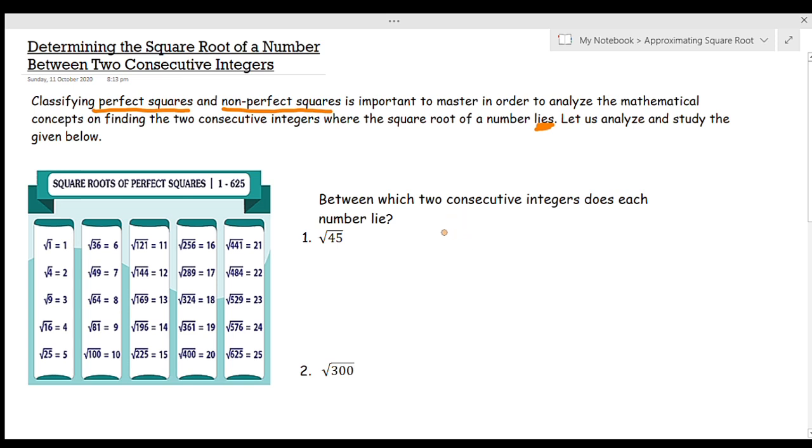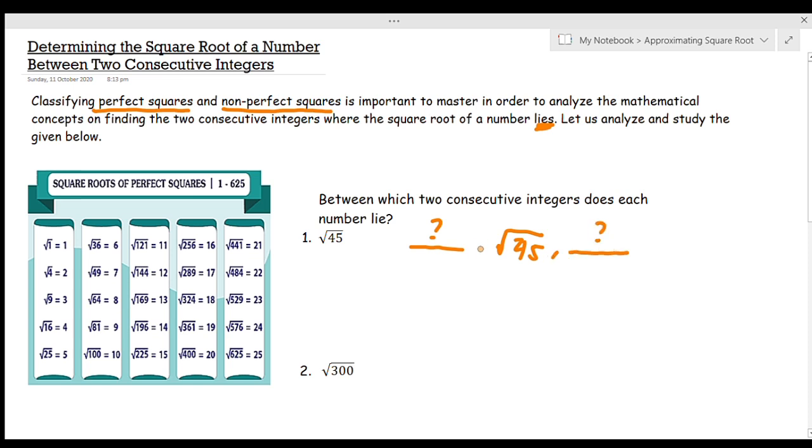So now, let's begin. Between which two consecutive integers does each number lie? So let's start with the square root of 45. Since we already know that the square root of 45 is not a perfect square, it is a non-perfect square. So where can we find the square root of 45? Meaning to say, we need to know these two integers. So this is the question mark. Here we will find the square root of 45.